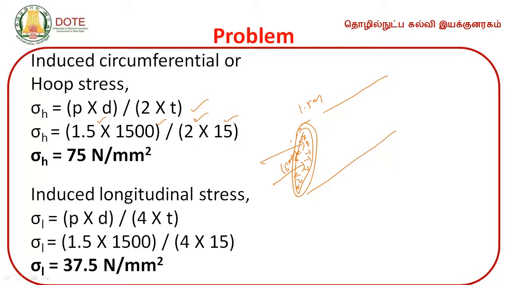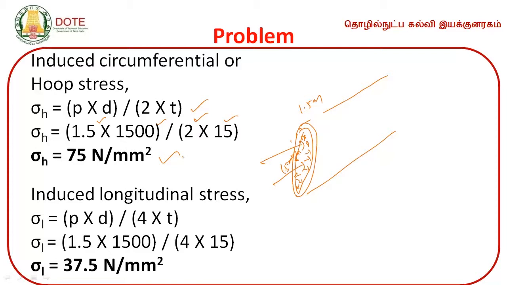So, the hoop stress is given by the formula sigma h is equal to P into D divided by 2 into T. By directly substituting the values, we will get the result. Hoop stress is equal to 75 Newton per mm square.